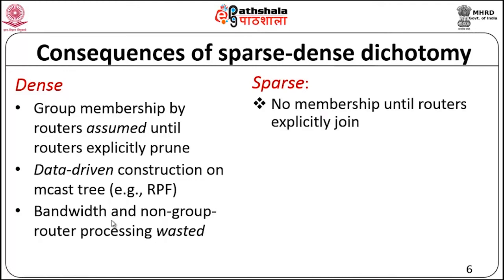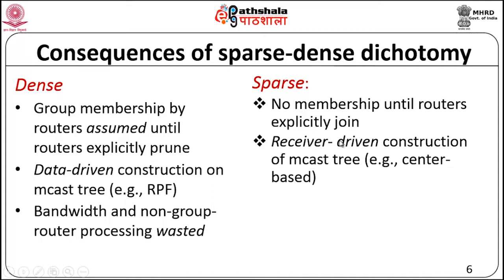If you look at the sparse protocol, this is kind of different when compared to the dense protocol, in the sense that there is no membership until the routers explicitly join. So, in dense we assume that everybody is already a member, whereas in sparse we wait for members to explicitly join the tree, to let the protocol know that there are members here, that they are interested in receiving the data.